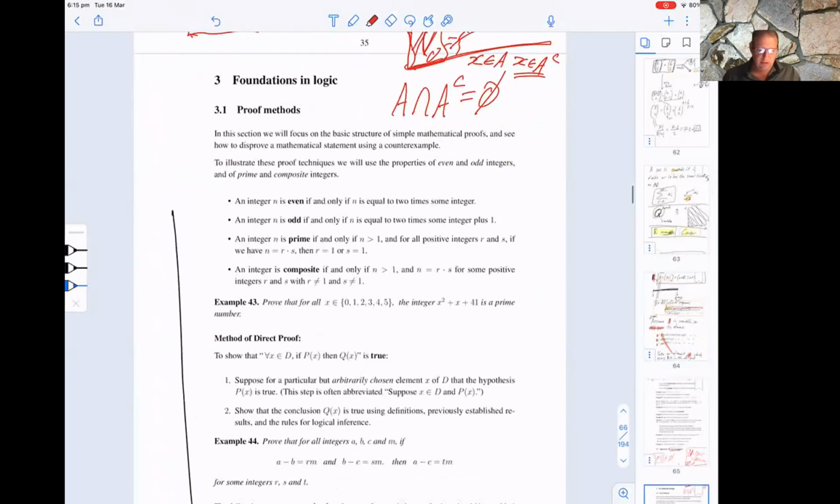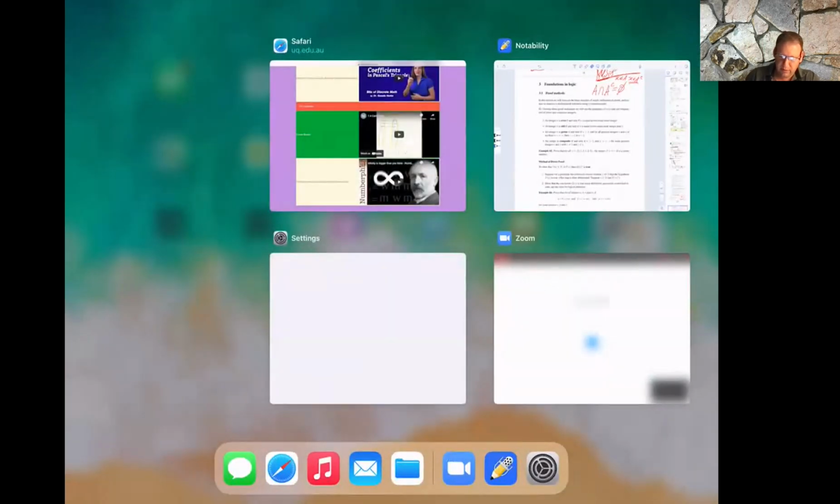We're moving on to the next unit, Foundations in Logic. Before we do that, and let me remember the time now, it's 6:15 in my time, I'll do what I promised. Speak about the quiz a bit more.